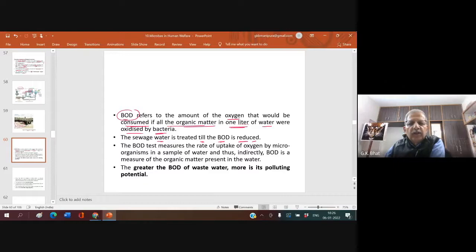The BOD test measures the rate of uptake of oxygen by microorganisms in a sample of water, and thus indirectly BOD is a measure of organic matter present in water. High BOD means more organic matter. Low BOD means less organic matter. The greater the BOD of wastewater, the more is its polluting potential.